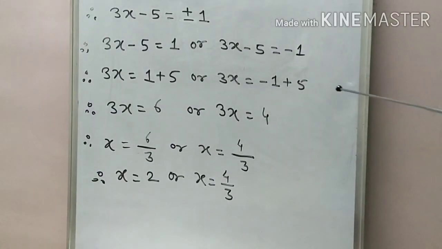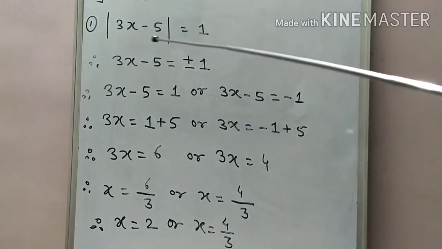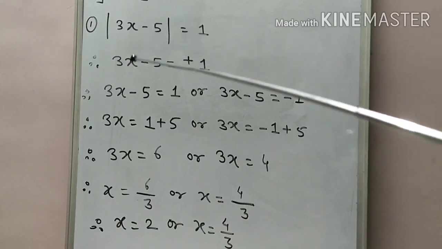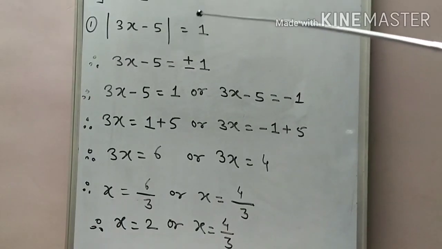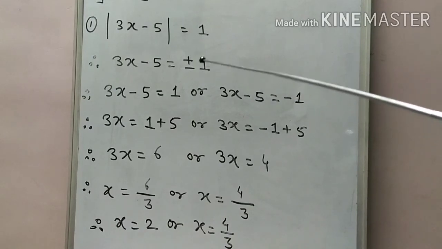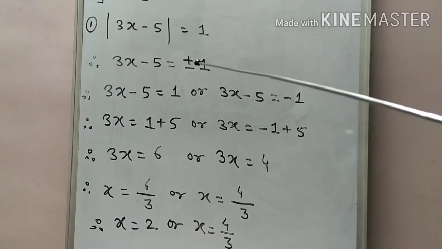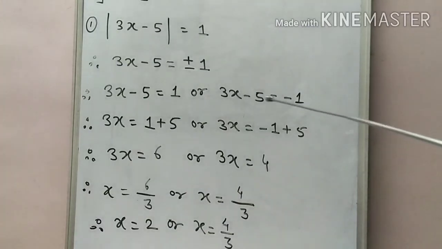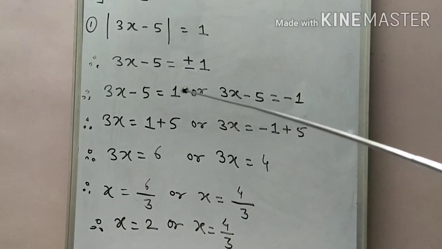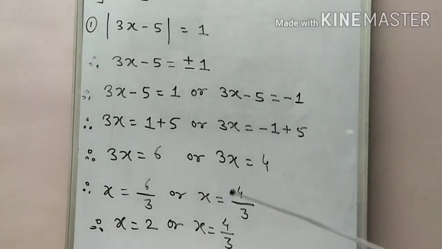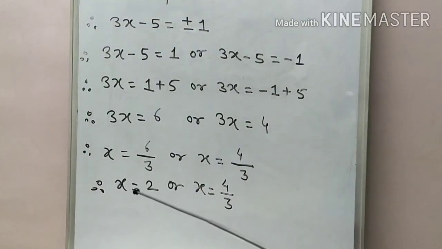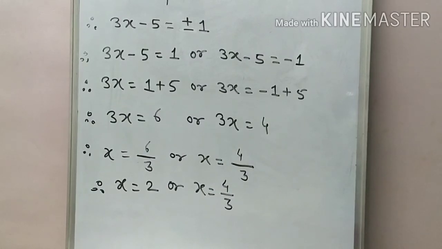Understood this, students? What we do here, that the expression is in the absolute sign or modulus sign, as we take it outside, the right hand side value we write in such a way that plus or minus, because it may be plus 1 or it may be minus 1 for this equation, and then we separate the two values for plus and minus, and then we simplify the equation. Okay, so like this we solve this example, and we get the value of x as 2, or x equal to 4 upon 3. Okay, students?